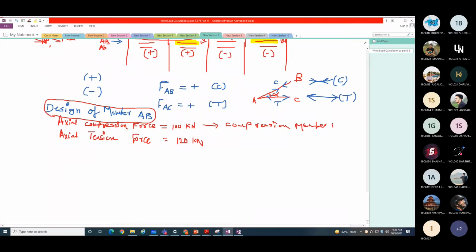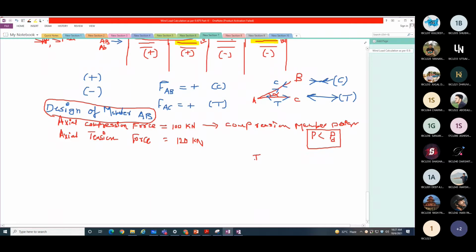Now what is compression member design? You require to ultimately find that your P is less than PD, right? So you require to choose such a section that will give this kind of design. If you start with the compression member design, P is less than PD.